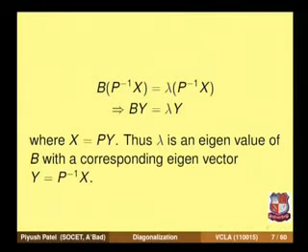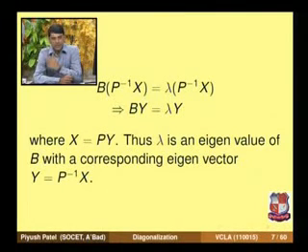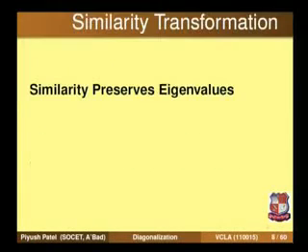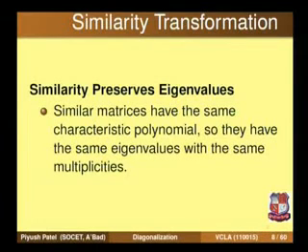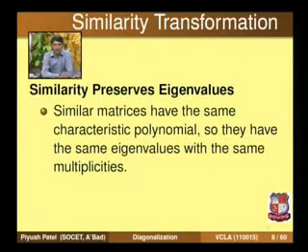So we can see that if A and B are similar matrices, the eigenvalues are the same, and the eigenvectors need not be the same, but they can be obtained from each other by the similarity transformation, that is the matrix P, and this matrix P we would call the model matrix. So the moral is, similarity preserves the eigenvalues. Similar matrices have the same characteristic polynomial, so they have the same eigenvalues with the same algebraic multiplicity.